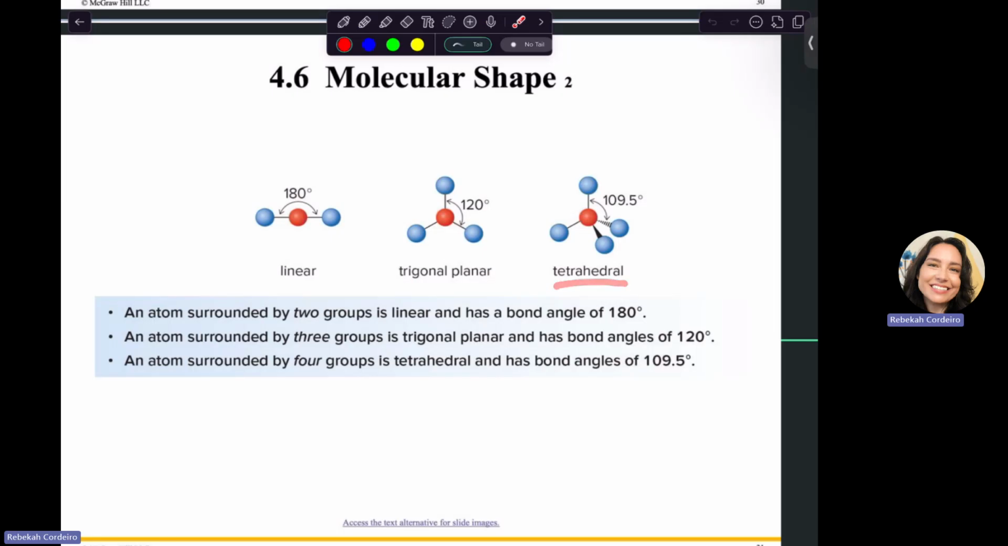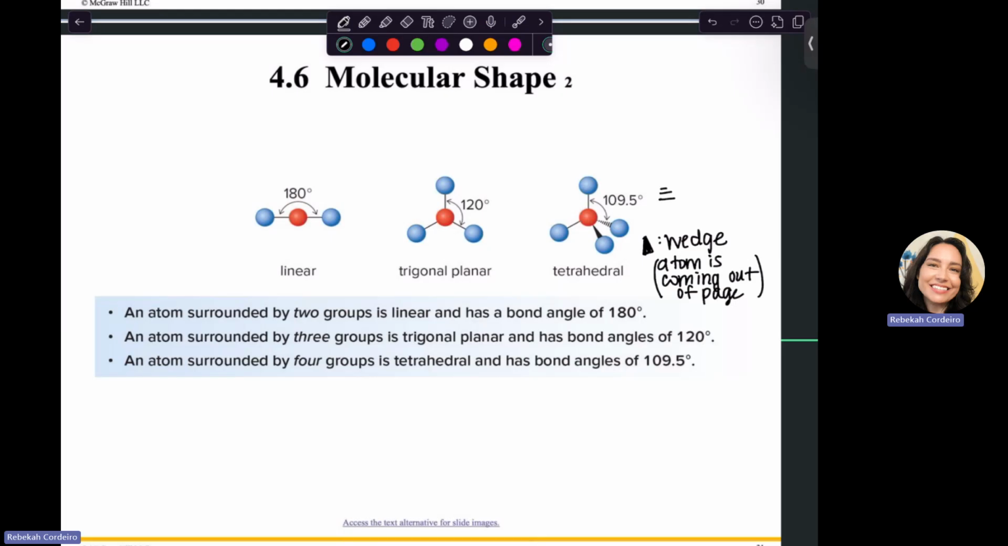And then tetrahedral is a little bit more complicated. Basically, the atoms are not flat. This is a three-dimensional shape. And what we use to differentiate this three-dimensional shape is this little wedge. This wedge means that the atom or the group is coming out of the page. So we think about it as coming straight out of the page towards us.